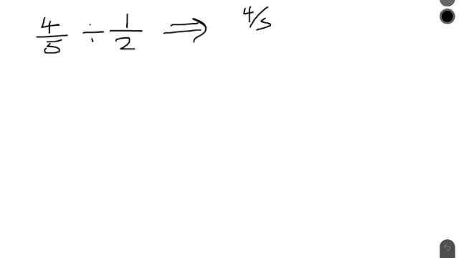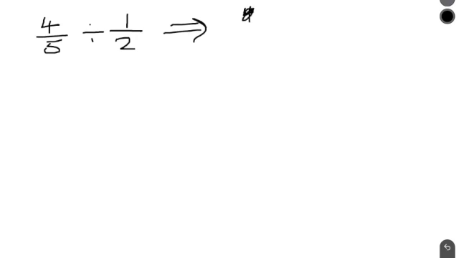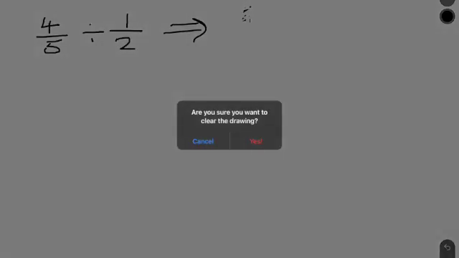So if we look back to the initial problem, it's actually 4/5. You know what, let me just create a new screen. 4/5 divided by 1/2. I think it's easy if I did it. Hope I'm not confusing you guys. 4/5 divided by 1/2. So what do we do?